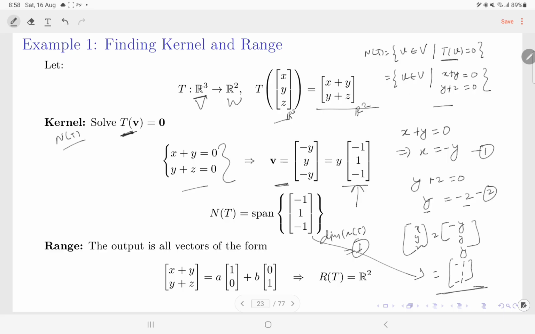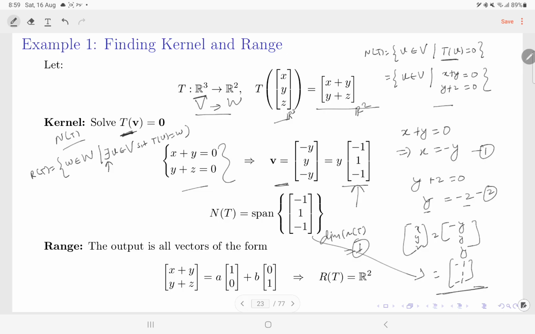Similarly, apply the rule, the definition for range of T, and you will get it. So see, let me do it for you. For range of T, we are looking for a vector W in W such that there exists V in capital V such that TV equals W.